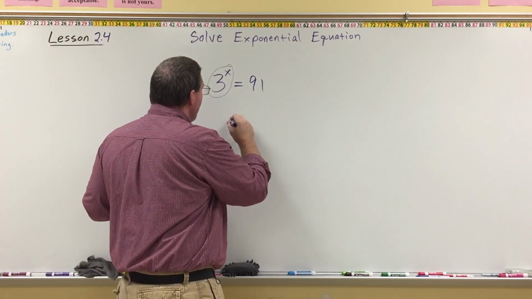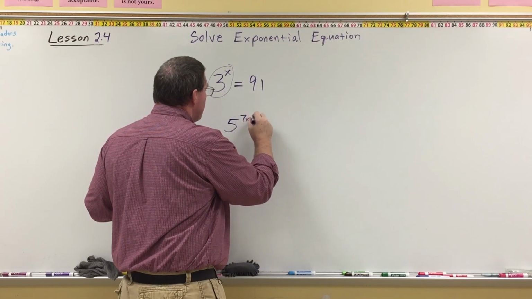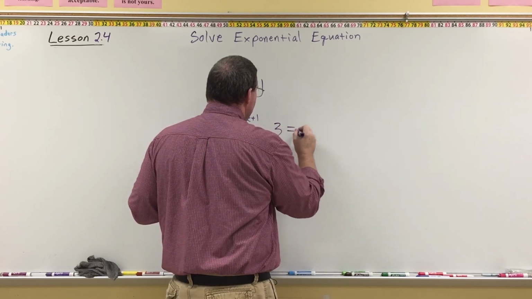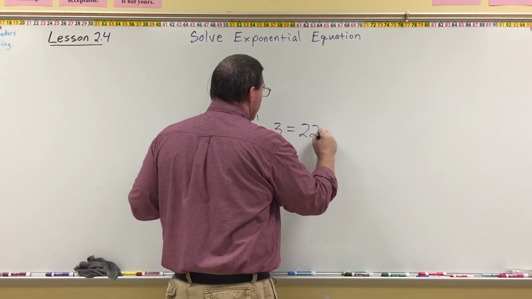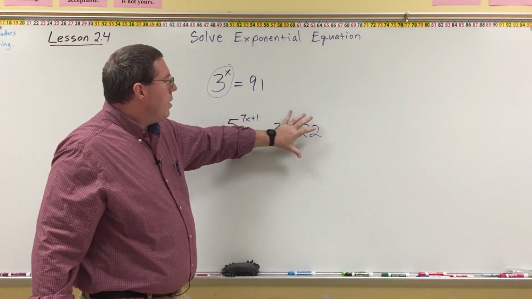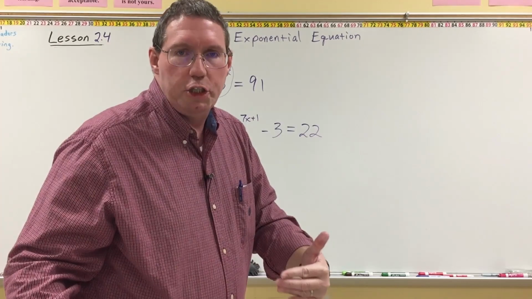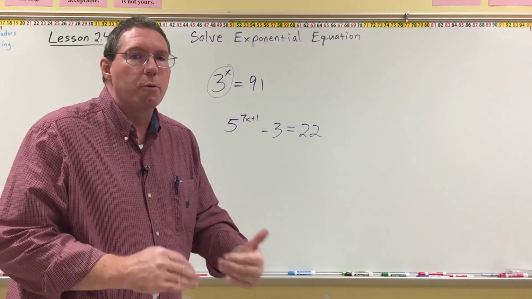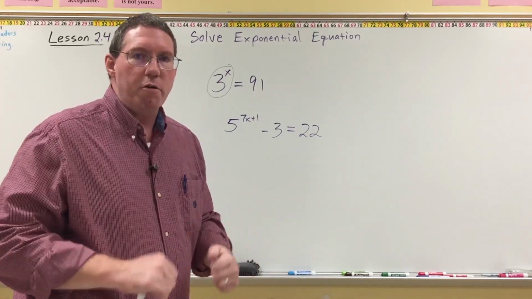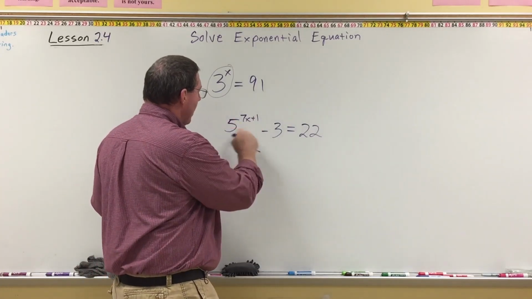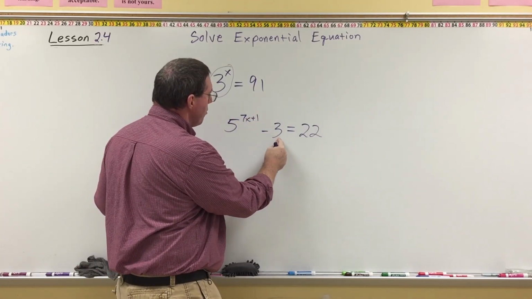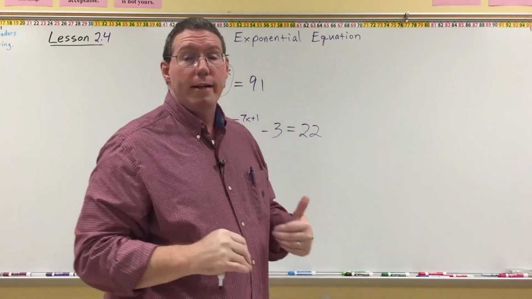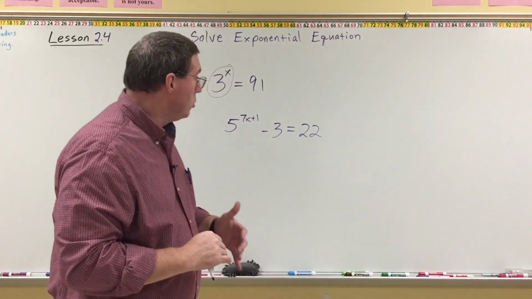So let's say you had 5 to the 7x plus 1 power minus 3 is equal to 22, okay? What I'm going to show you is how to solve an exponential equation. We can't really do the main first step unless the exponential term is by itself. The problem is we have this minus 3 with it, and this minus 3 is going to cause us problems in trying to do the solution.